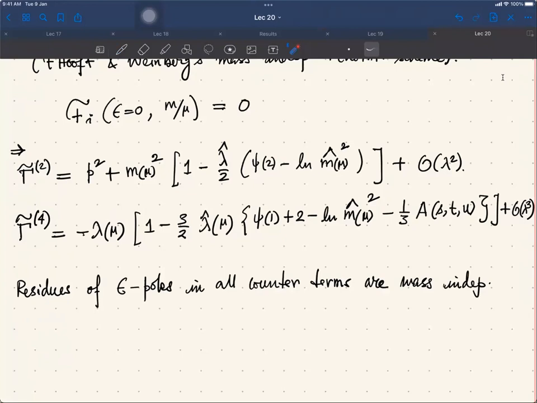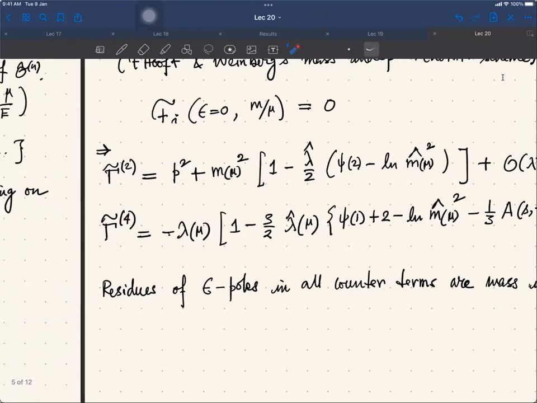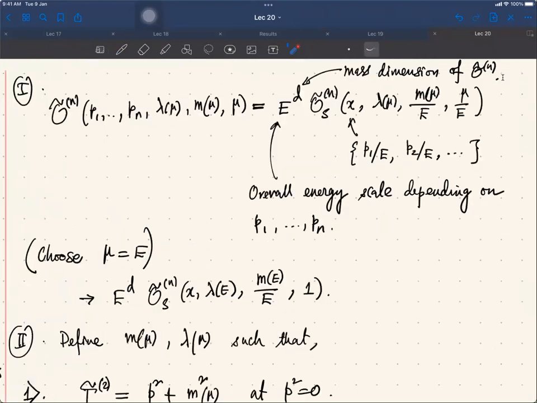So this is a simplification, and a crucial simplification, in fact, because now all these coefficients, A, B, and C coefficients, are mass independent. This is going to be important, as I shall discuss now, in answering the question of how the renormalized parameters, renormalized couplings, depend on the scale.